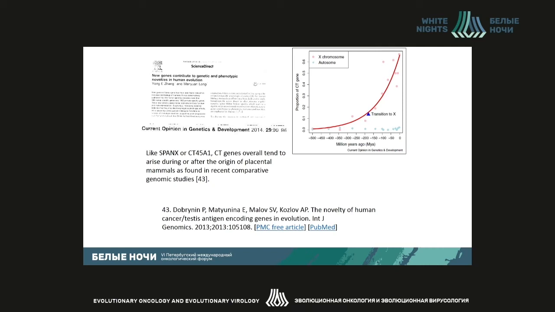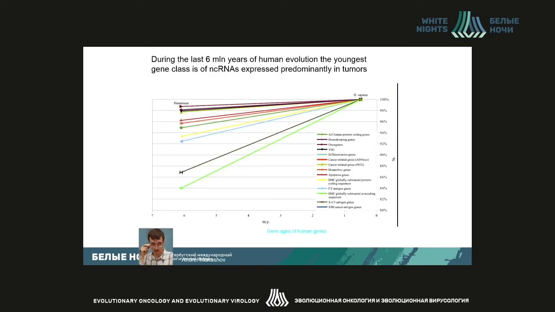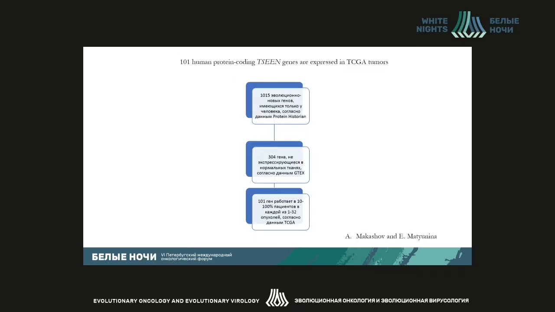We found out that the class of cancer testis antigens are de novo genes, and it's proved in the papers of other workers. Andrey Lukashov showed that the bottom green line relates to non-coding RNA. The majority of evolutionary new genes that emerged during 5-6 million years are representatives of the non-coding RNA genes.